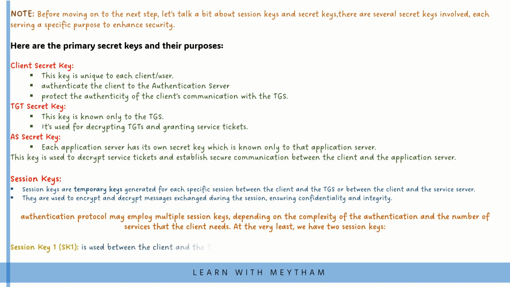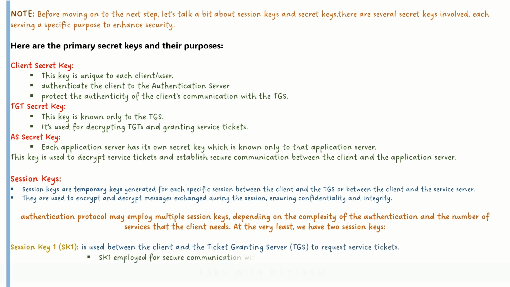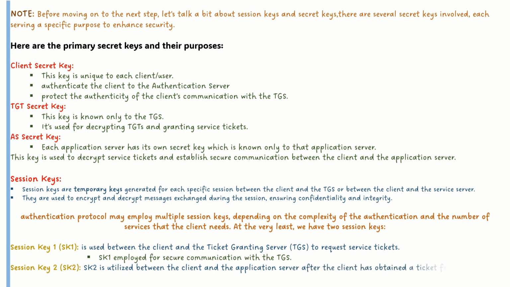Session Key 1. SK1 is used between the client and the ticket-granting server, TGS, to request service tickets. SK1 is employed for secure communication with the TGS. Session Key 2. SK2 is utilized between the client and the application server after the client has obtained a ticket from the TGS. SK2 is specific to the client and the application server.